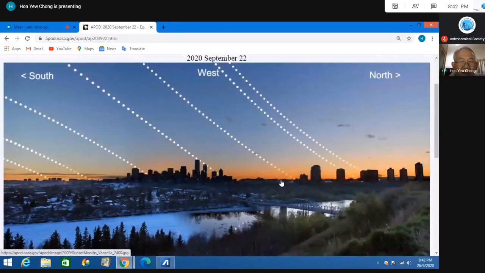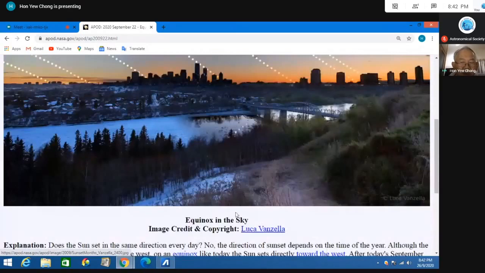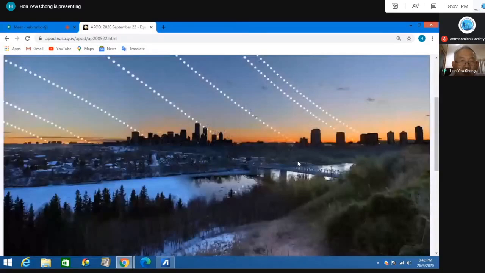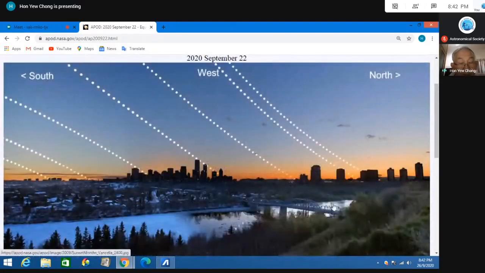Now you see here, it's actually called Equinox in the Sky. Luca Vancella sounds like Italian, but she is actually an astrophotographer from Canada. So it's over a city called Edmonton. Remember, Canada is north of USA, and one of the provinces on the western part of Canada is called Alberta. So Edmonton is a big city. You see all the skyscrapers, and you can see snow on the ground.